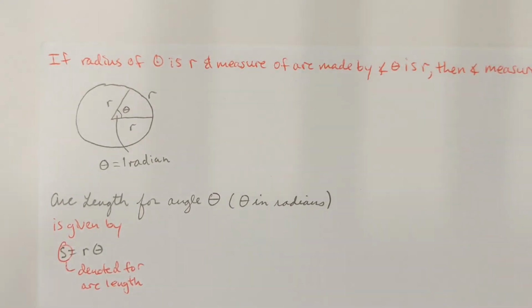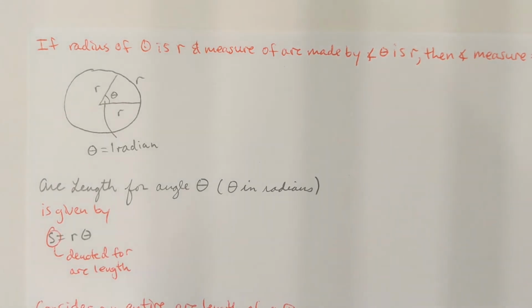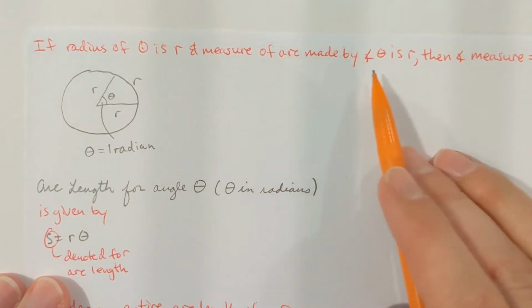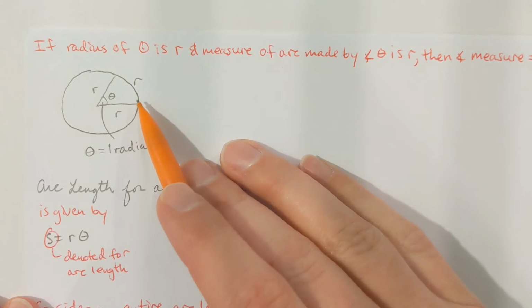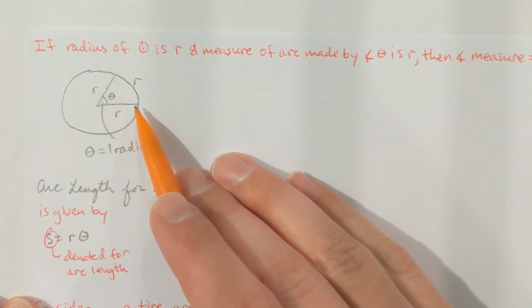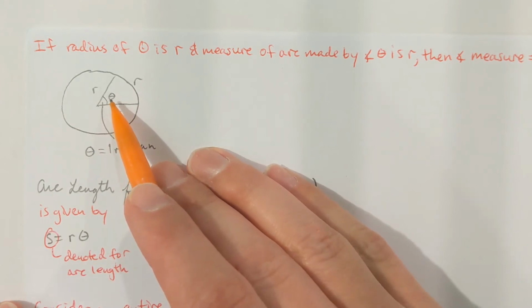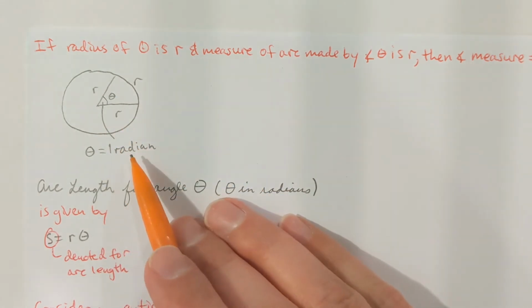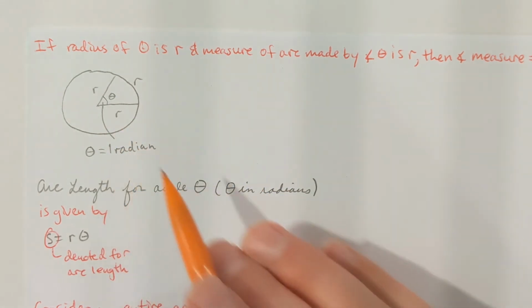Okay, the next thing I want to talk about is radian measure. So there's 2 common measurements for when you're talking about angles. That's degree measure and radian measure. It says that if the radius of a circle is r and the measure of the arc made by angle theta is also r, so the radius is the same measure as this arc here, then the angle theta is defined to be 1 radian. Okay, so I've got a picture of what 1 radian would look like if you were to draw that.